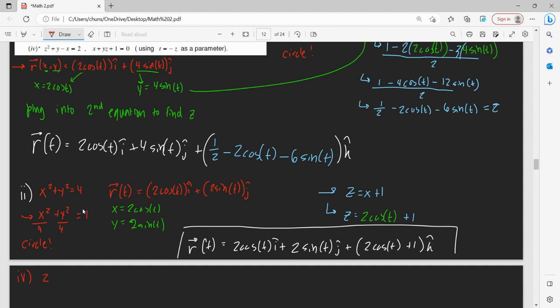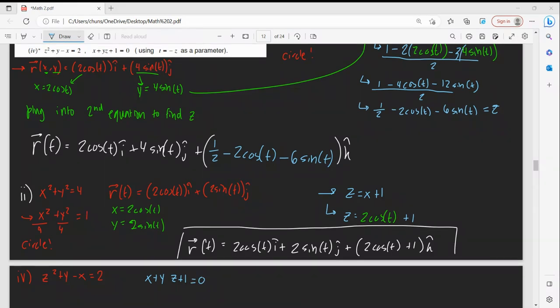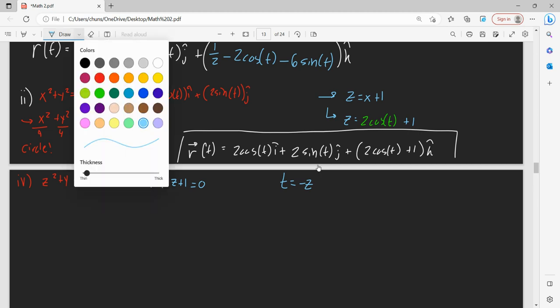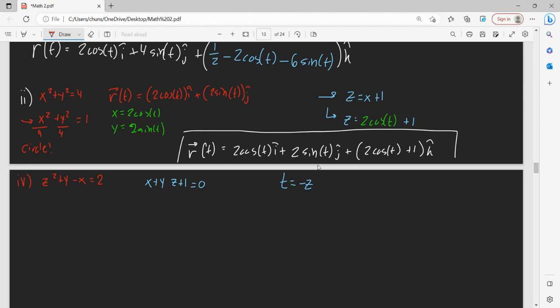Okay, so let's do our 4th question. This one gives us a hint to use t in place of negative z. So let's see what they mean by that, where t is equal to negative z. Okay, so in that case, I would start with this equation.